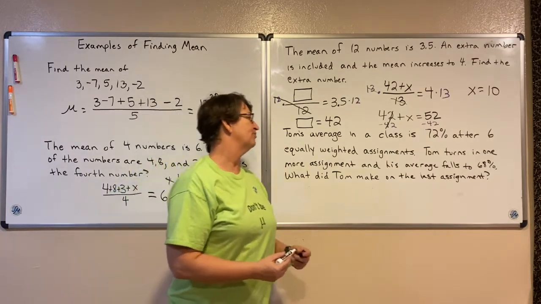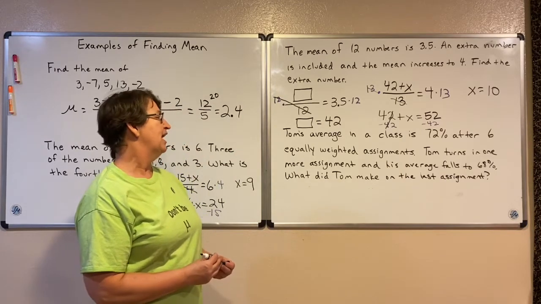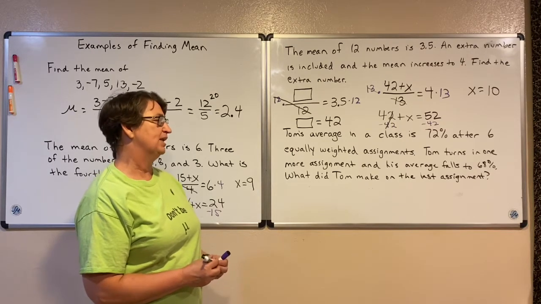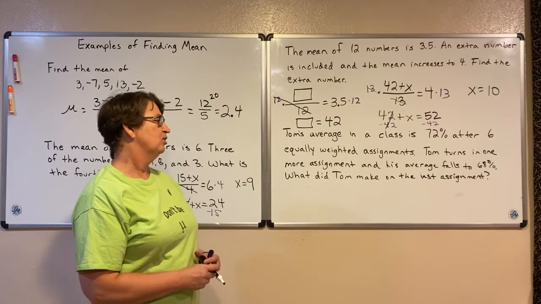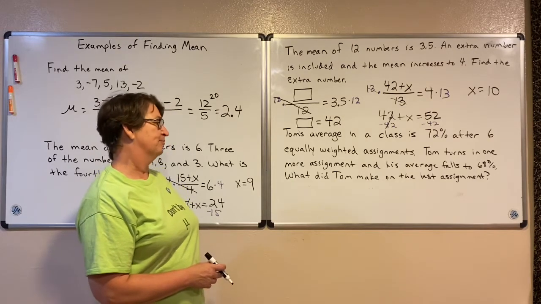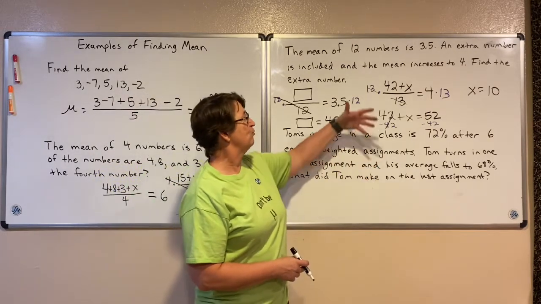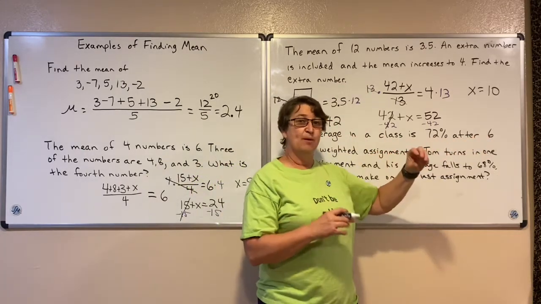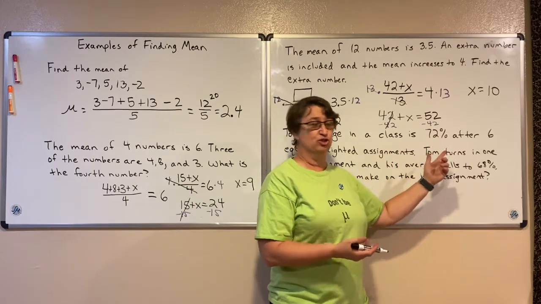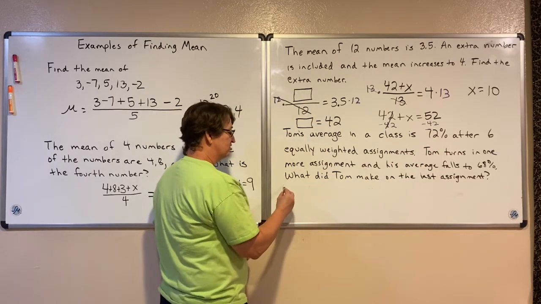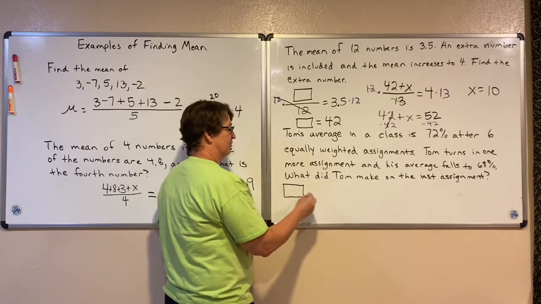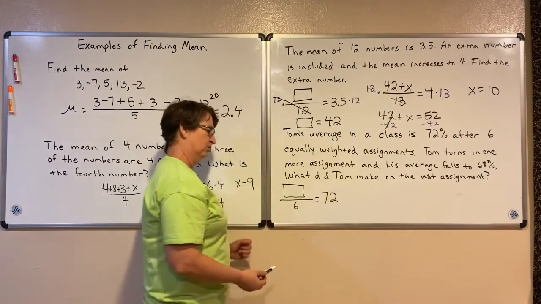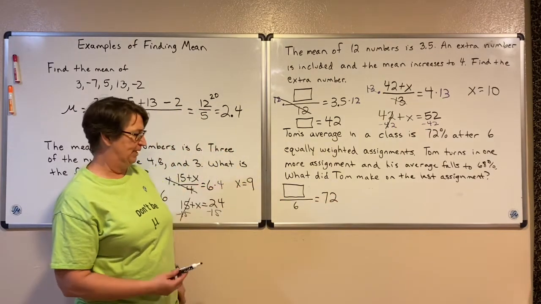Let's do one more. Tom's average in a class is 72% after 6 equally weighted assignments. Tom turns in one more assignment and his average falls to 68%. What did Tom make on that last assignment? We're going to handle this the same way we did there. We have 6 numbers that add up. When they add up and divide by 6, they give us 72. So we need to know, what did those 6 numbers add up to be? So how much did they all add up to be?